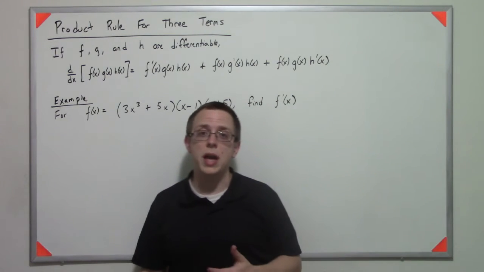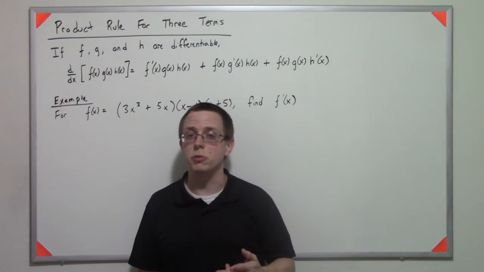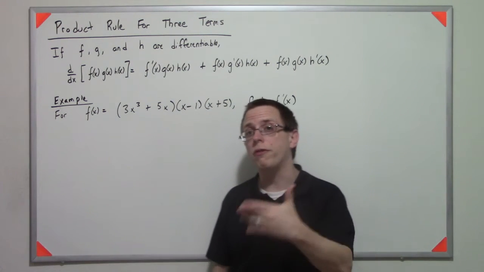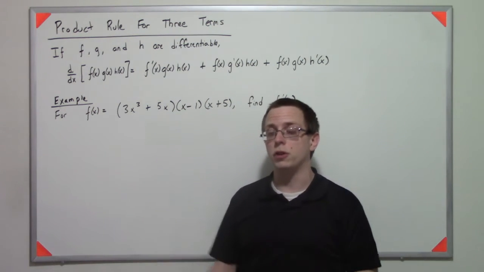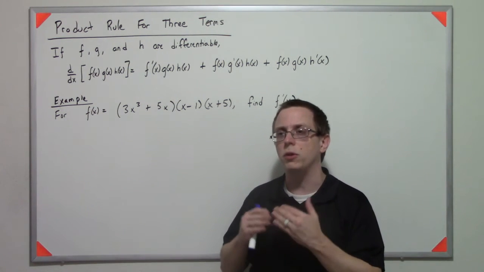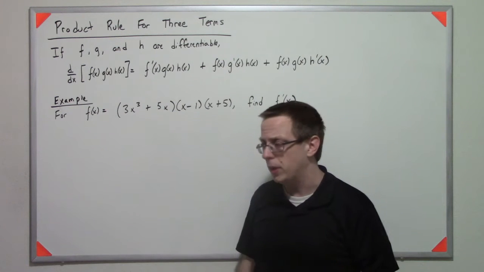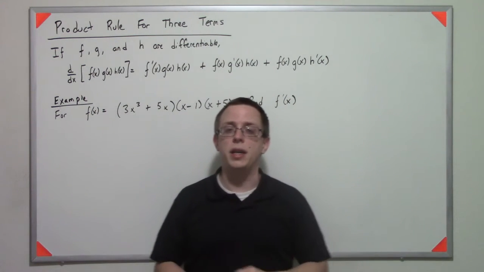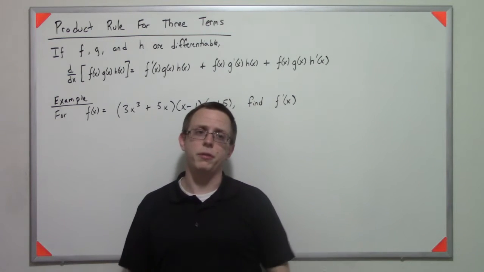So the product rule isn't actually limited to only two functions multiplied together. In fact, you can do it for three functions. You can even do it for four, five, six, any number of functions. And we're going to look at the pattern here and see if we can determine if there's a pattern even beyond three.